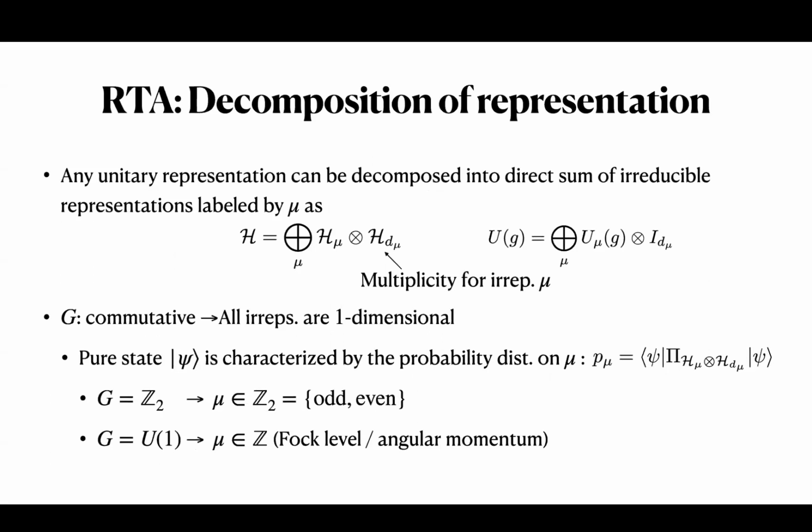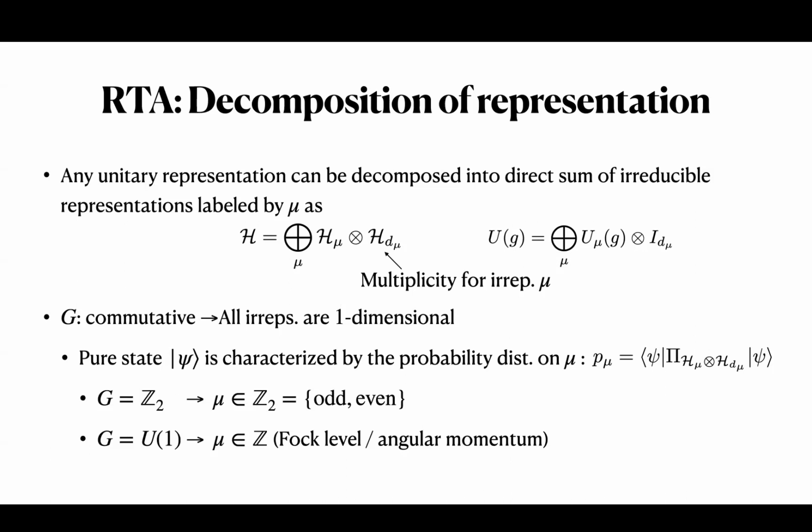And this is something about mathematics. Any unitary representation can be decomposed into a direct sum of irreducible representations labeled by mu. This means that U_g can be block diagonalized for all g in the group.